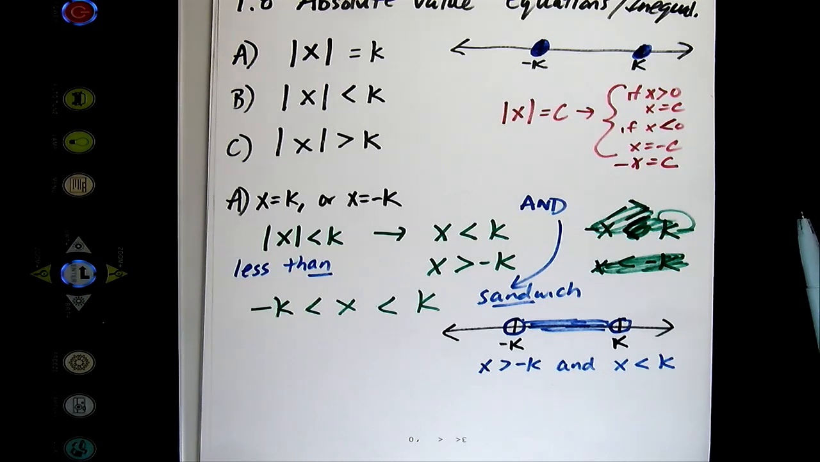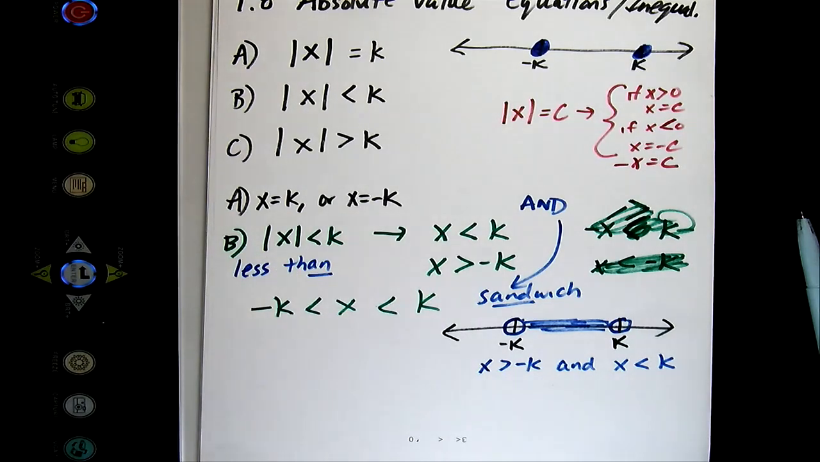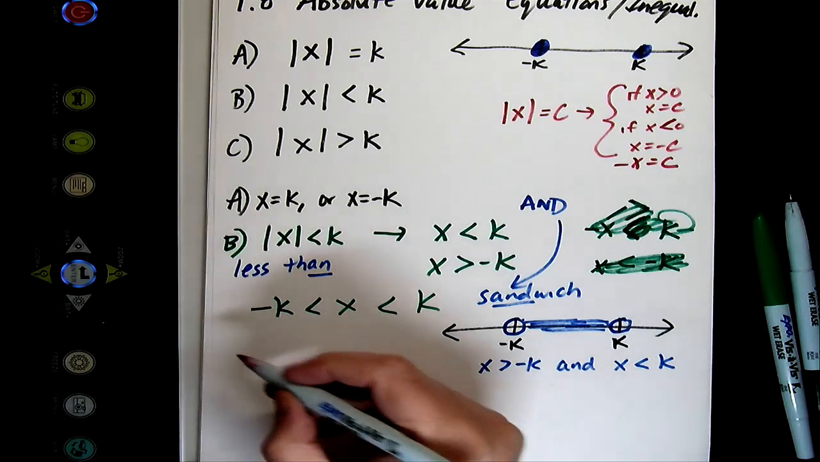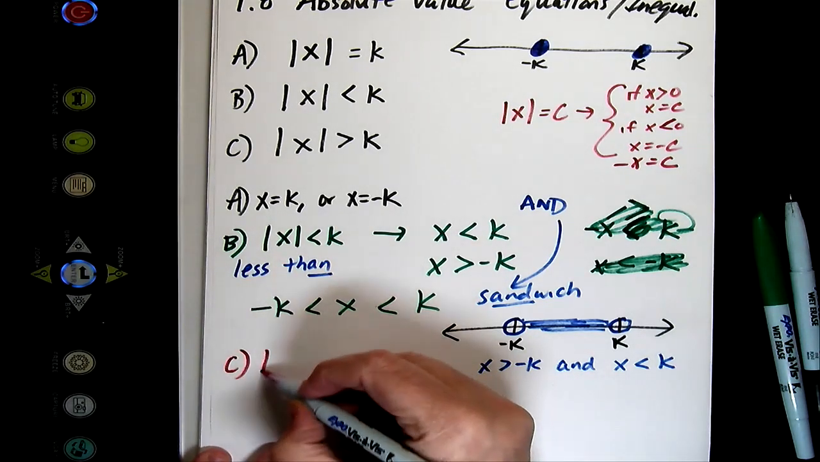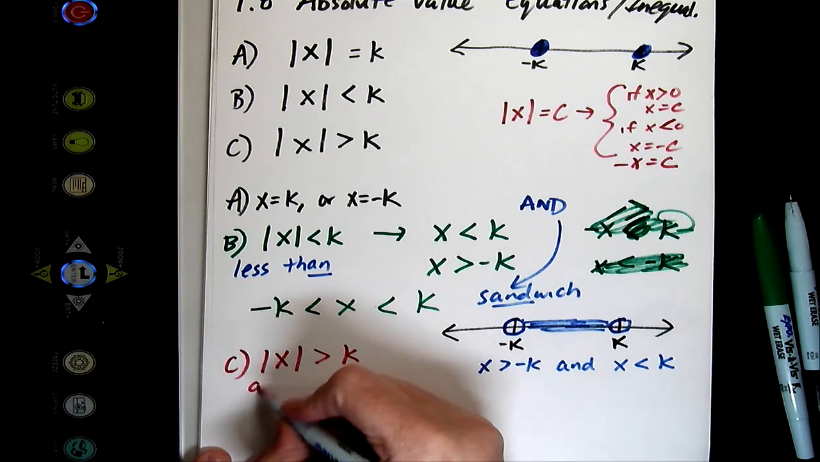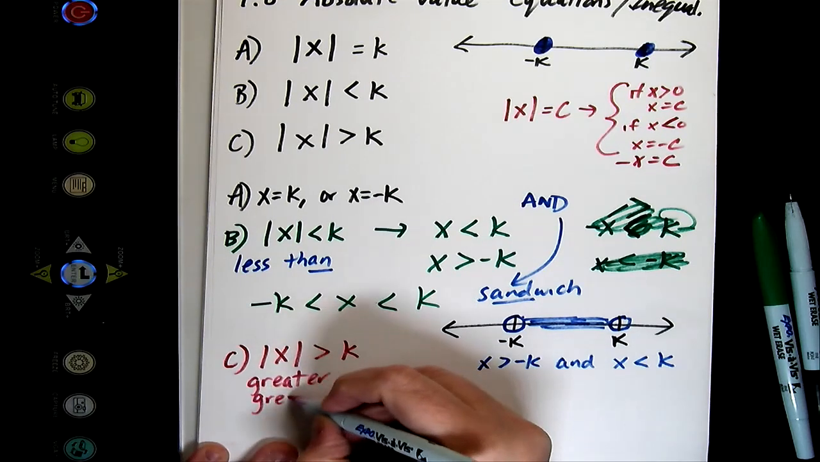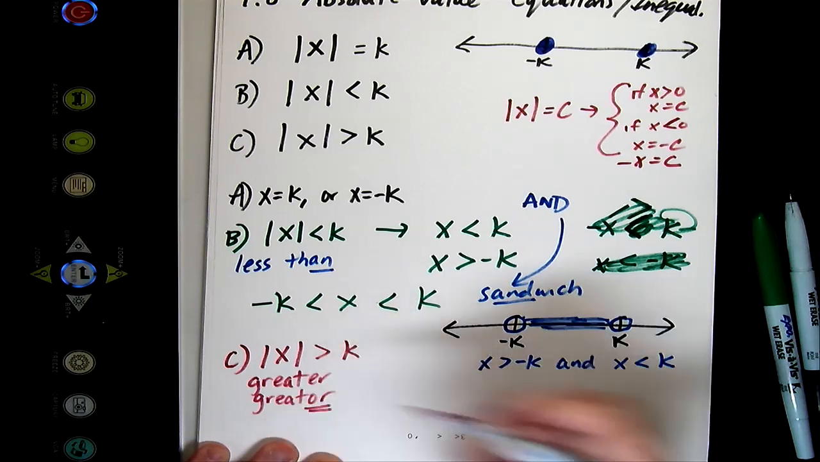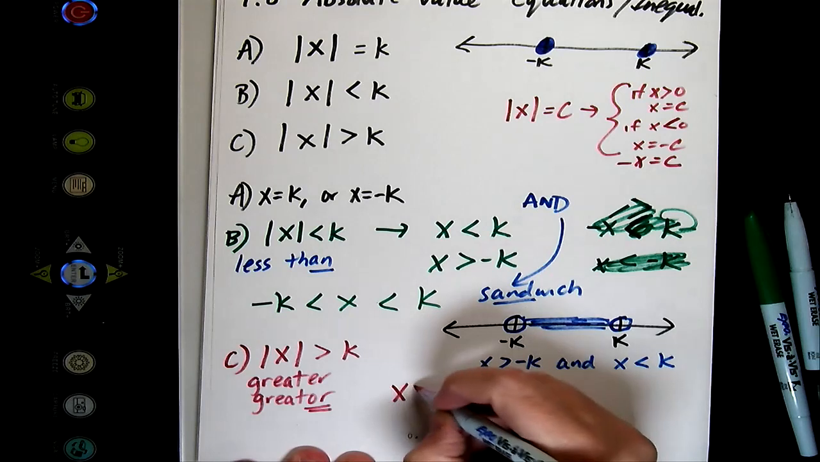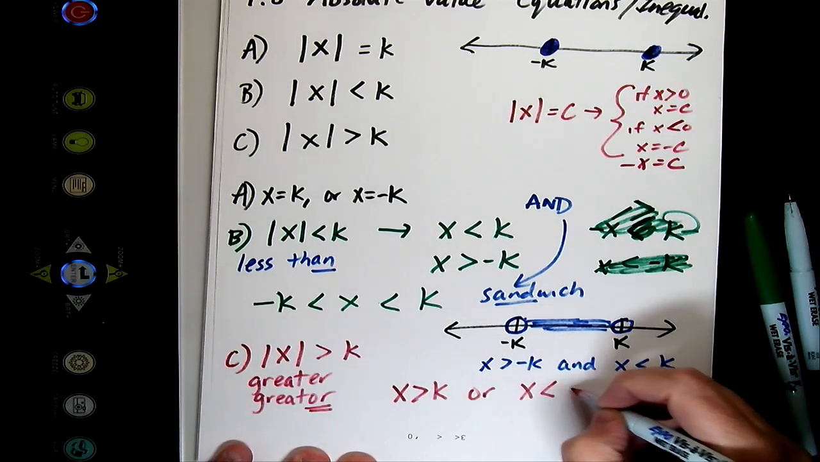That was B. C. Absolute value of x is greater than k. "Greater" sounds like "greater". Or, we're going to have x is greater than k or x is less than negative k.